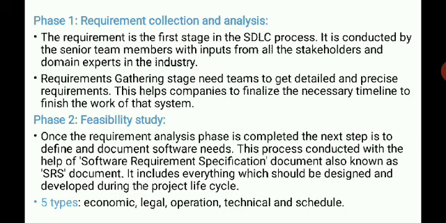Now we come to the first phase, that is the requirement collection and analysis part. The requirement is the first stage in the SDLC process. It is conducted by the senior team members with the help of inputs from all stakeholders and domain experts in the industry. So the senior members sit with the customer and note each and every requirement that the customer needs.